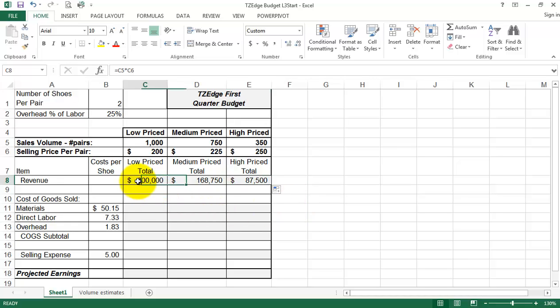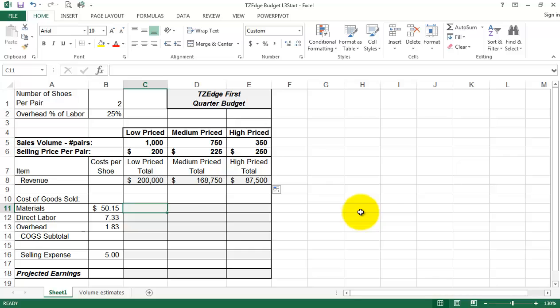So obviously the sales are high for the low priced one because we got more volumes of more pairs of shoes being sold versus the higher price at $250 and the 350 pairs being sold. All right, but that's not the end of the story. We have to figure out the costs that we're incurring in order to sell stuff. Remember, no businesses can survive without having expenses as part of the process of selling. You have to buy to sell.